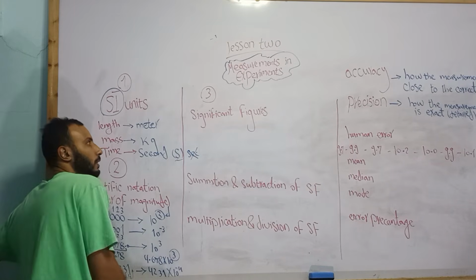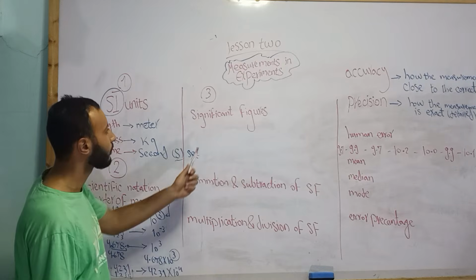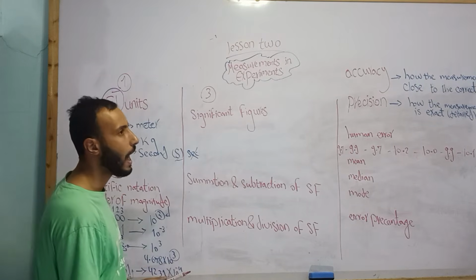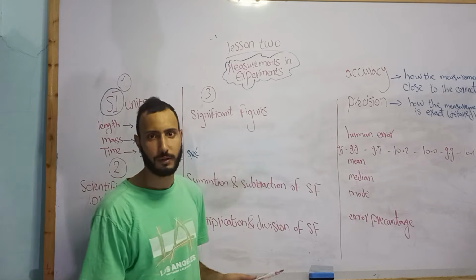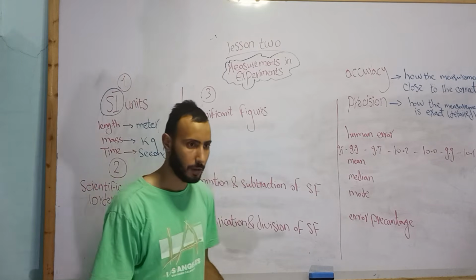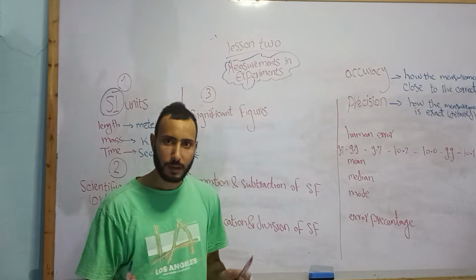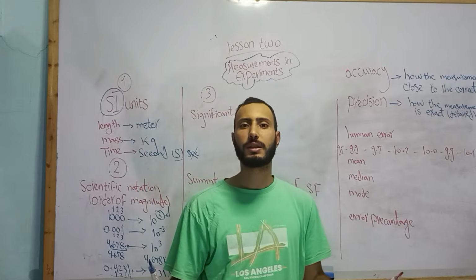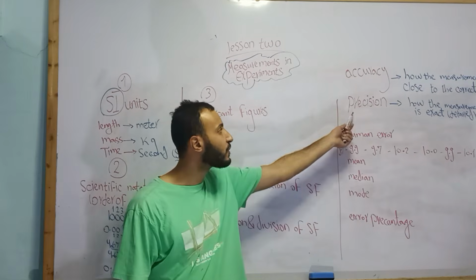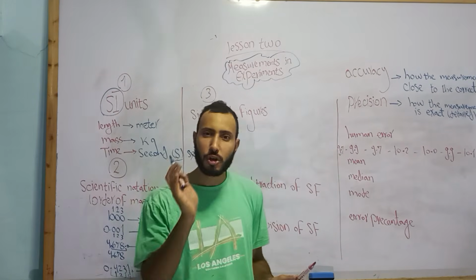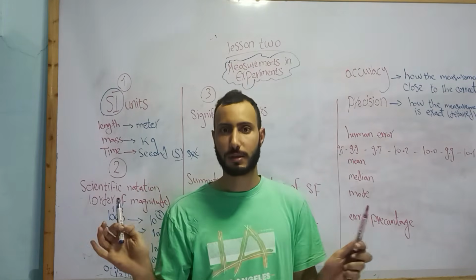Okay? Then, significant figures. How do we know how many significant figures we have? And what's the meaning of significant figure? Okay? The significant figure is very important in measurement because it describes the precision. It describes the details of the measurement.